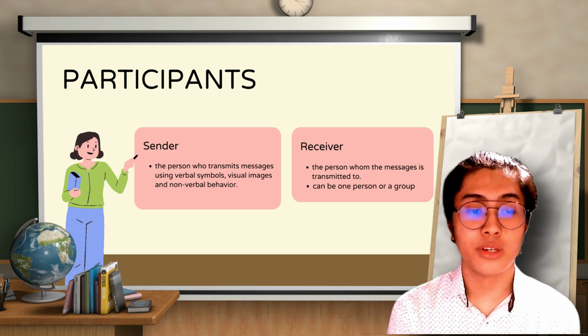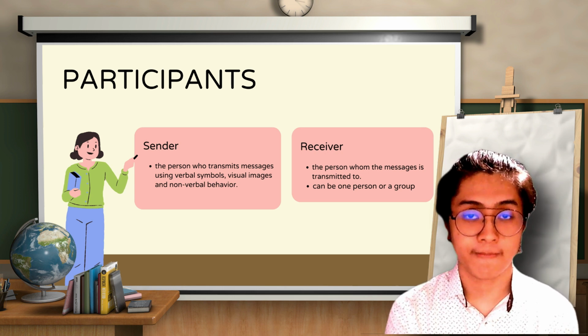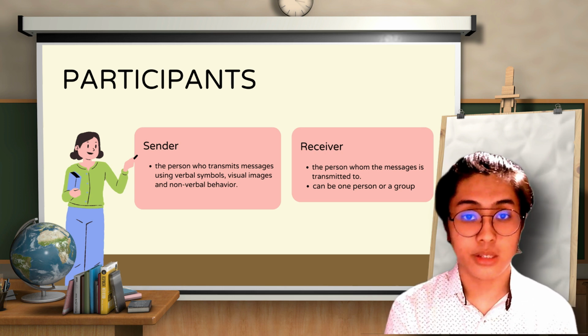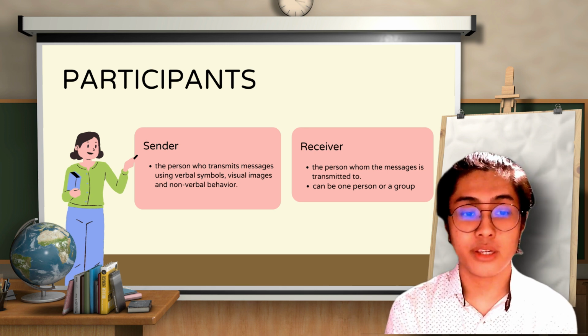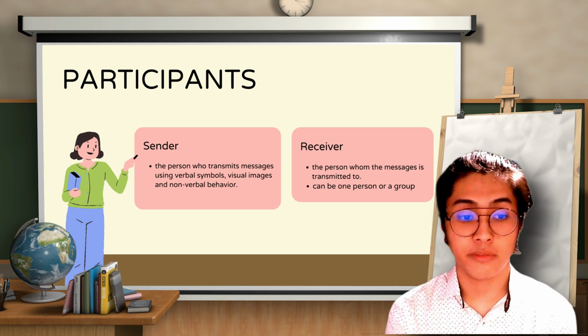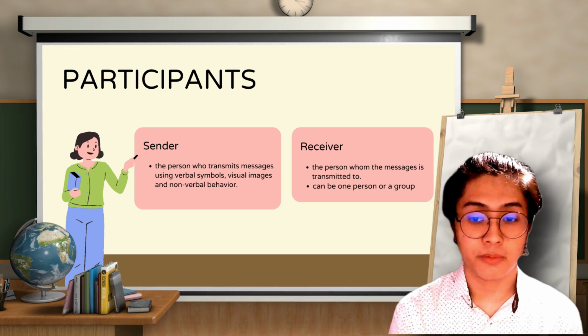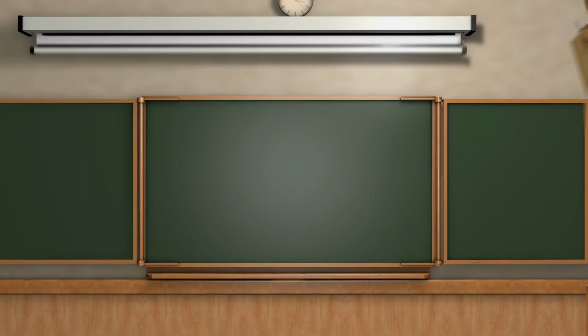And he should understand who the receiver is to make the message more relevant for him. And next is the receiver. The receiver is the person whom the message is transmitted to. He interprets the message that has been conveyed to them. He can be one person or even a group of people receiving the message.